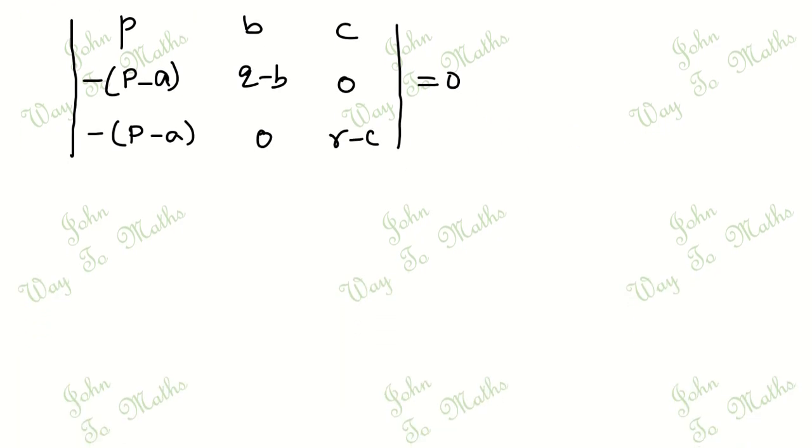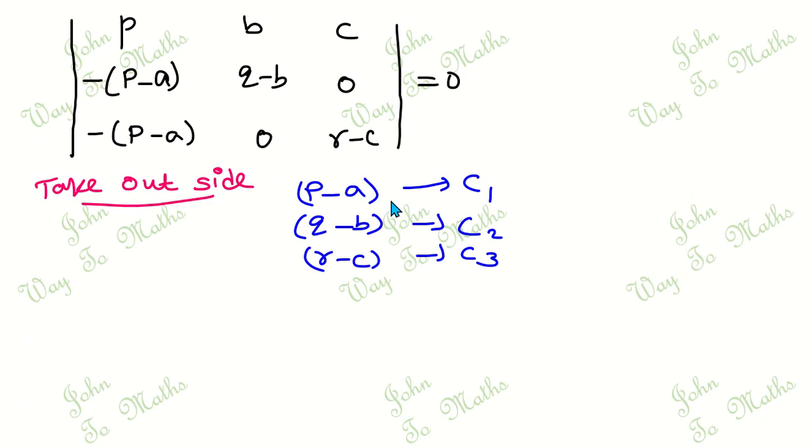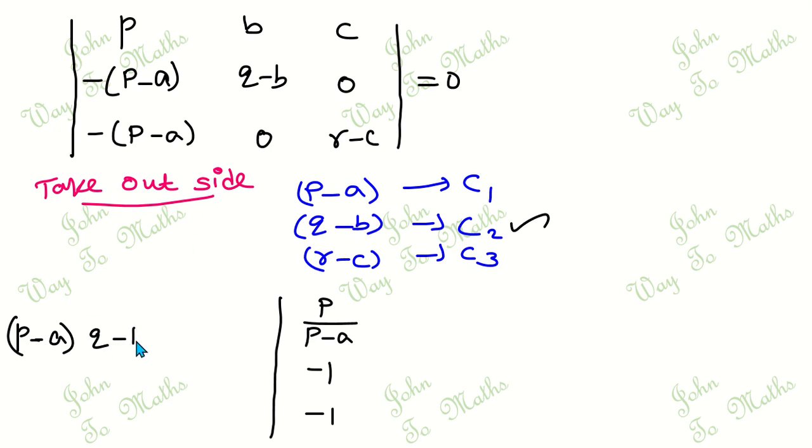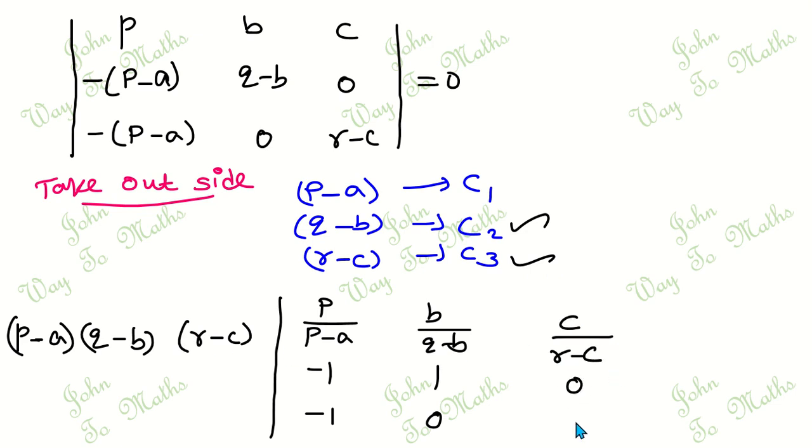So here I am going to take some terms outside. So p minus a from C1. So if we take p minus a out of the determinant, here we give division, p by p minus a, because it is not there. So multiplying this, we get p. So here minus 1, here also minus 1. So from column 2, we can take q minus b outside. If we take it, b by q minus b will be there. So here, when q minus b comes out, 1 will be there. So here 0. Then in column 3, we can take r minus c outside. Then c by r minus c. Here 0, here 1, which is equal to 0.